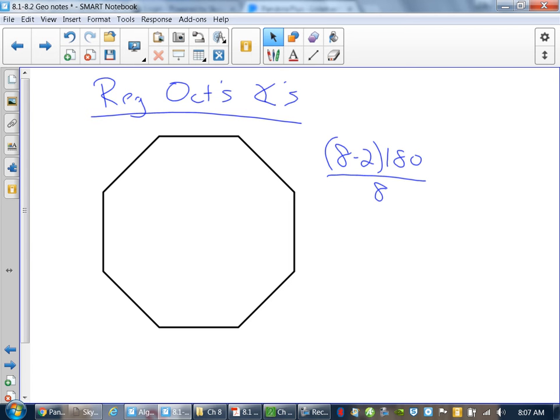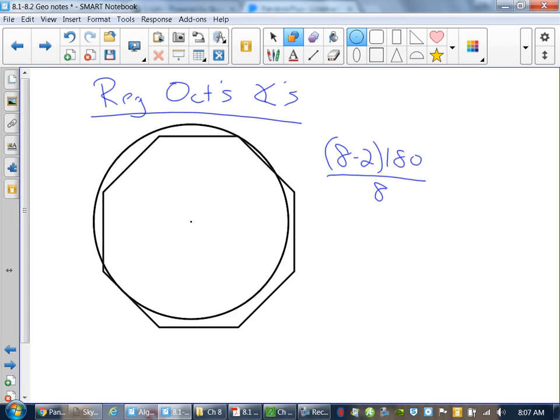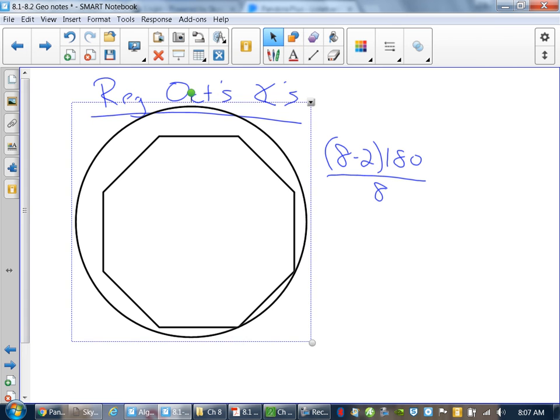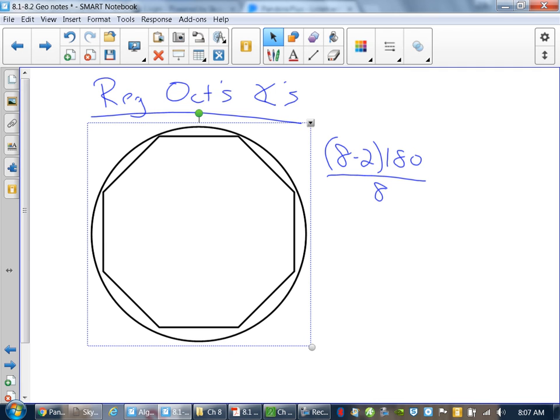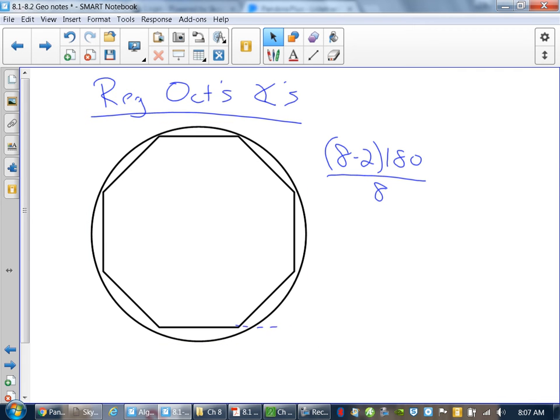Or, think of it the other way. How many degrees is it to get around an octagon? 360. So if it's 360 degrees to get around it, wouldn't each of these angles on the outside also have to be the same? Yeah. Well, how many outside angles are there? There's 8 of them, right? What's 360 divided by 8? 45.